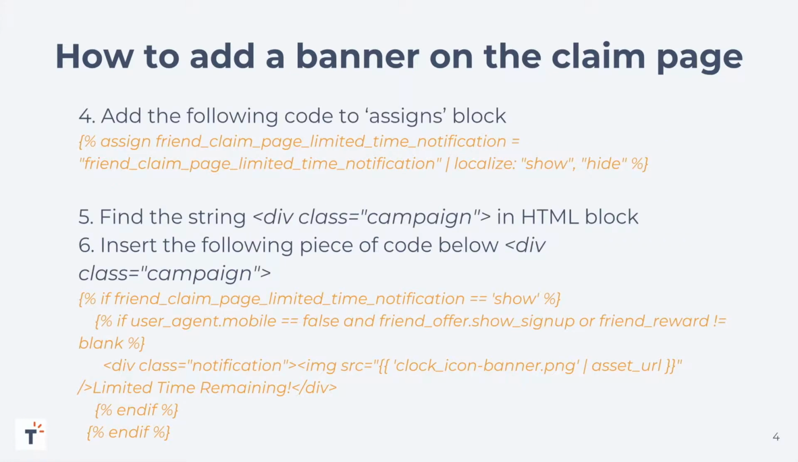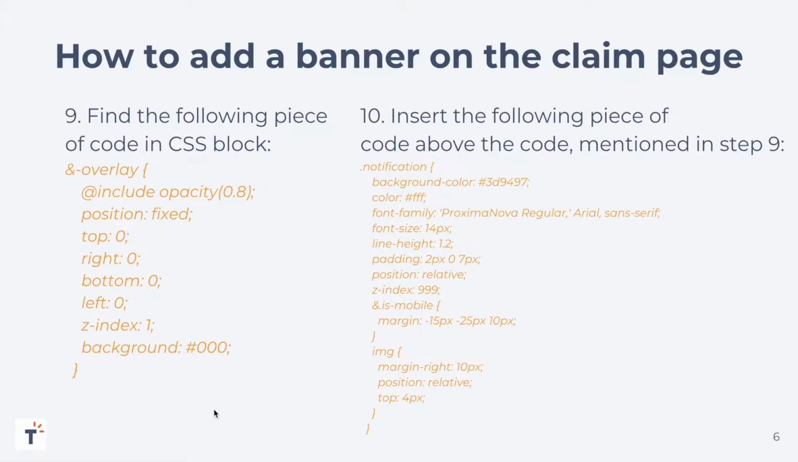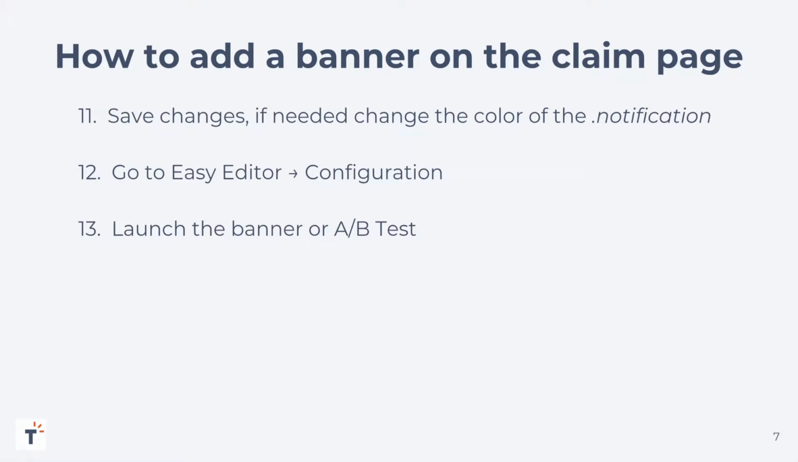After that, we're going to add a number of different blocks. First, we're going to add this orange block to the assigns block. And then to the HTML block, we're going to add in a specific place this other orange block along with this one. And then lastly, in the CSS block, we're going to find what's on the left and add what's on the right just above. And then that's simply it. We're going to save the changes, change the color, and then go to the easy editor and see how we can either just launch this or set it up as an A/B test.